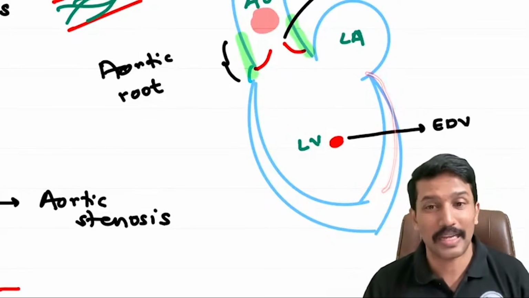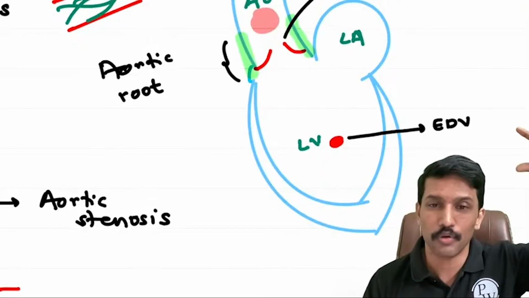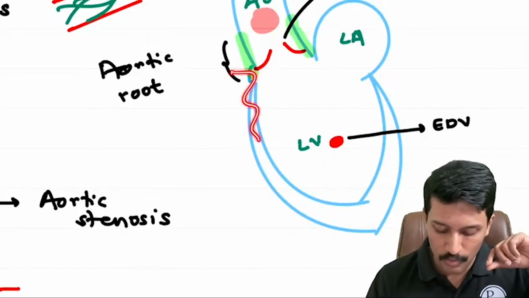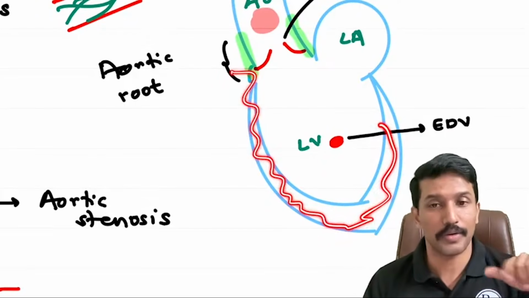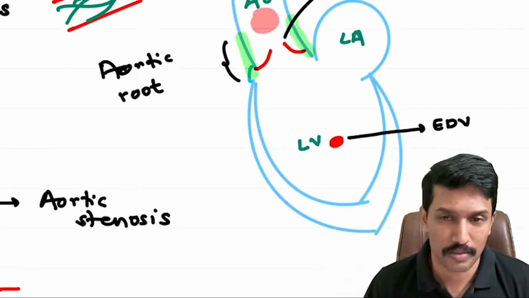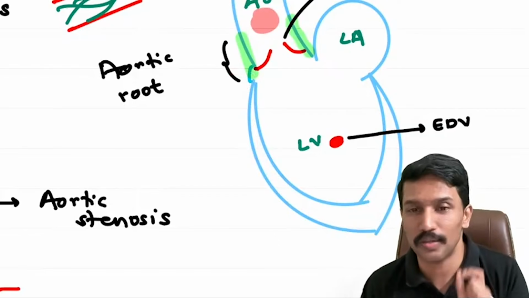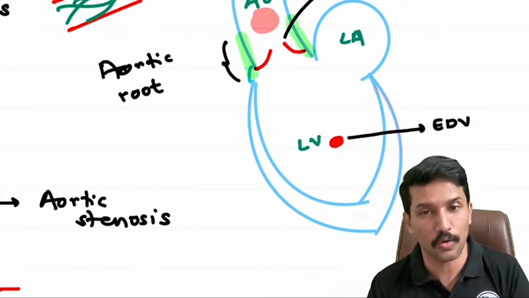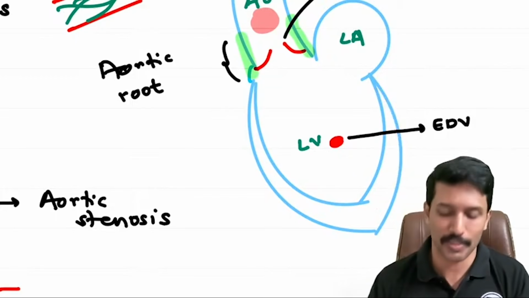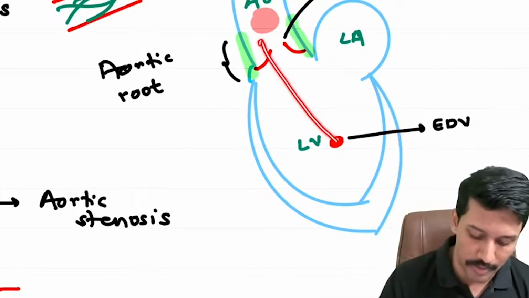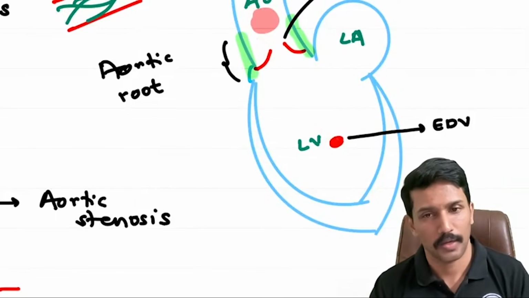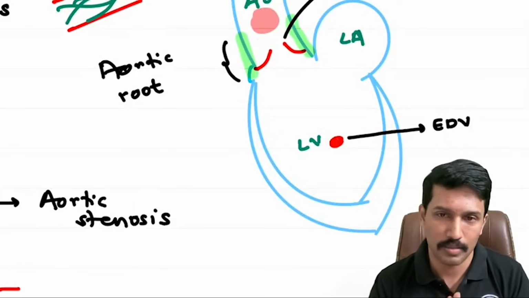For this contraction, I need an electrical signal, and that will come from the SA node. Once the SA node's electrical signal starts traveling through the ventricle, it produces the QRS complex. So the QRS complex that you see on the ECG is responsible for the ventricle's contraction, and that contraction is responsible for the movement of blood from the left ventricle to the aorta, right? That is what is going to happen in systole.